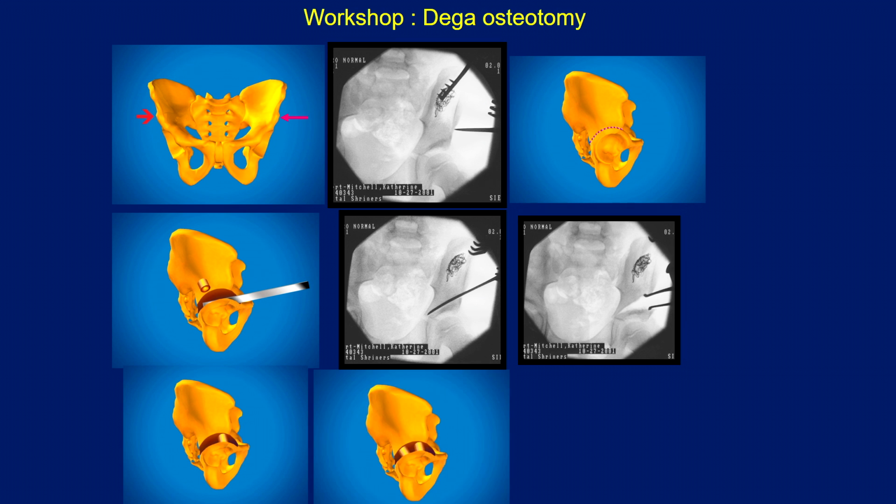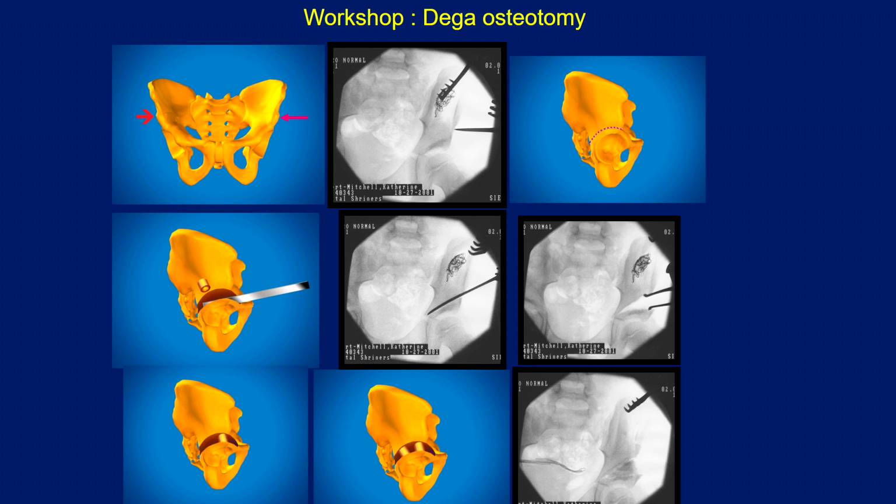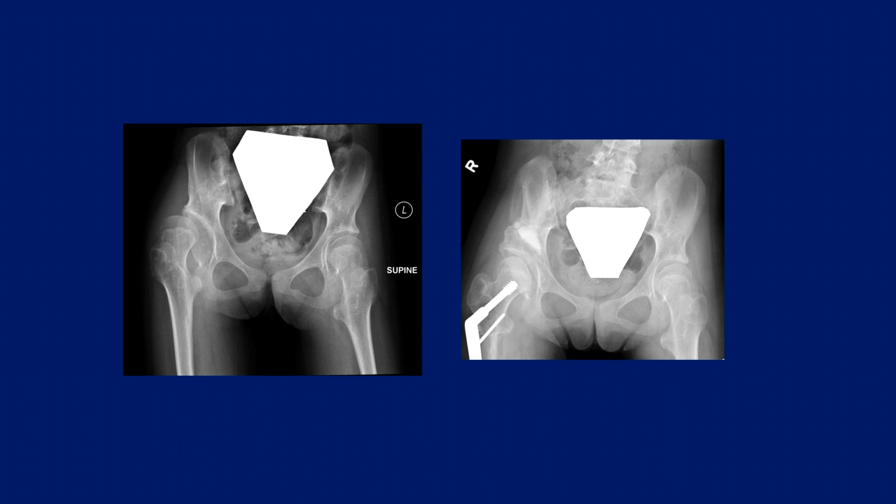And then you put your bone graft. You can play with your bone graft if you want more posterior or anterior coverage. And that's the final result here. It gives an excellent global coverage. It's the only osteotomy that covers anteriorly, laterally, and posteriorly. And that's why it's the best option in neuromuscular conditions with a global deficiency. Typical indication: a CP patient with a very shallow acetabulum, you do your Dega and then you do your VDRO also.